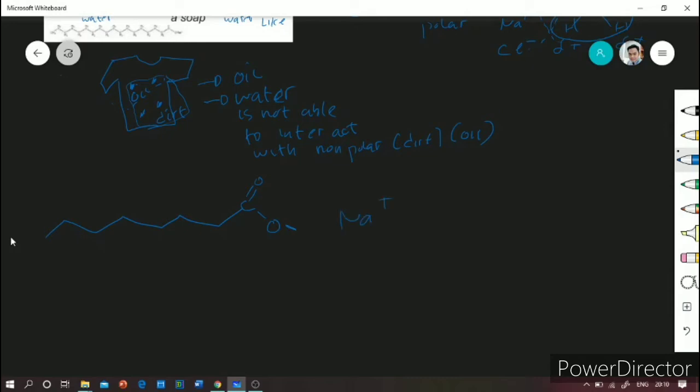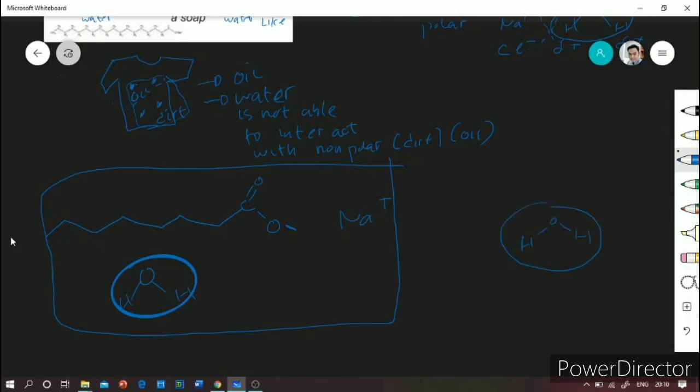So if there is water, for example, water is like this. Okay, this is water. How do you expect these two will interact? If you put soap in the water, what will happen is, for example, this is the molecule of water, something like that. So basically the COO will face this part because this is positive, and this is the rest of the structure.